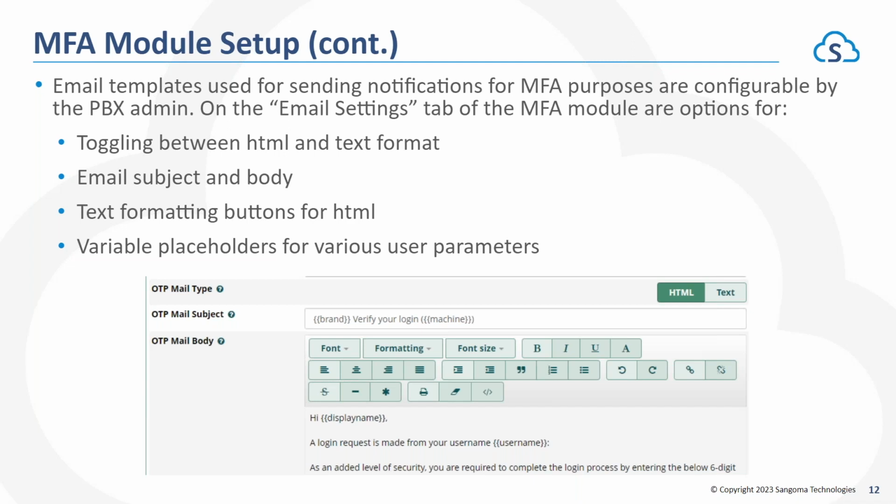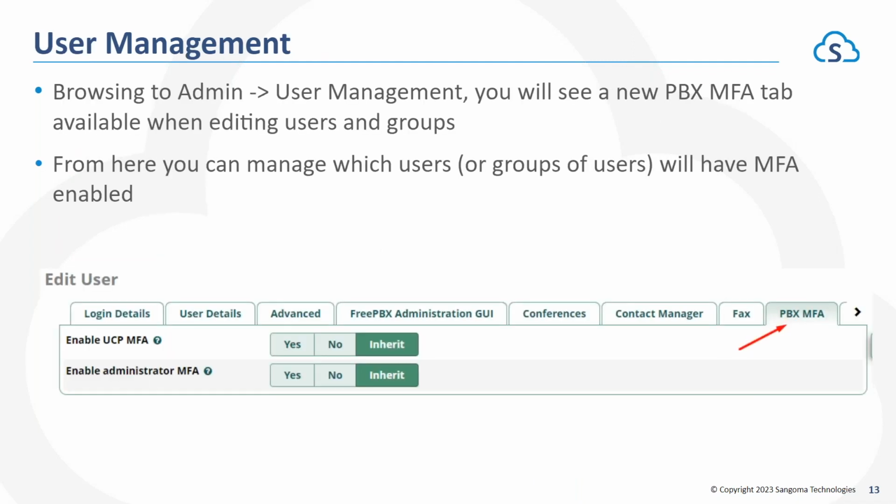You also will note that there are variable placeholders for the various user parameters that are unique for each email, such as greeting name and tokens. For individual user configuration, that is done under user management. So if you browse to admin user management, after the module is installed, you will now see a new PBX MFA tab there that is present for both users and groups.